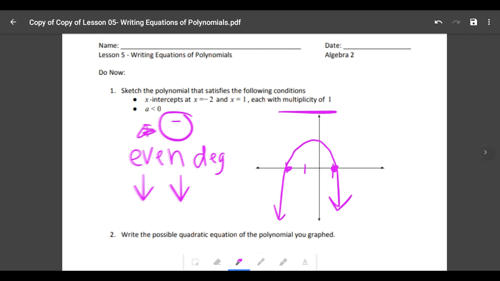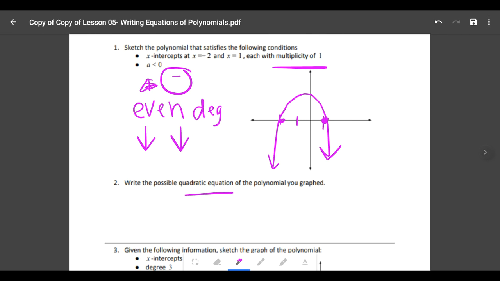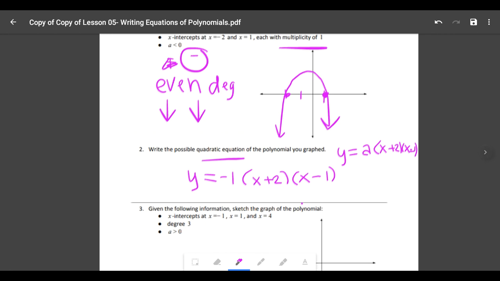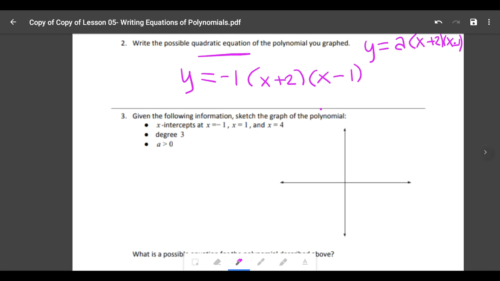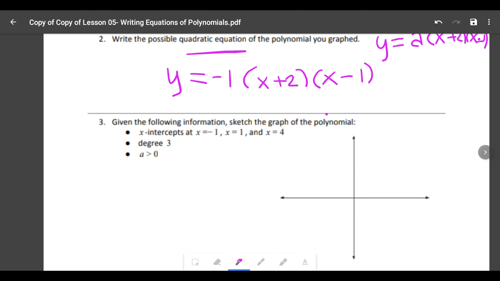If we were going to write a possible equation of this, and we're saying possible quadratic, we're going to say y equals, now we know from our roots it should be x plus 2 and x minus 1. However, it needs to have a negative a value, so I'm going to write -1 out here. The general idea is y equals some a value, times x plus 2 times x minus 1, and our a has to be negative. It didn't have to be -1. It could have been -2, -3, whatever you like. And that's our main idea of what we're talking about today.